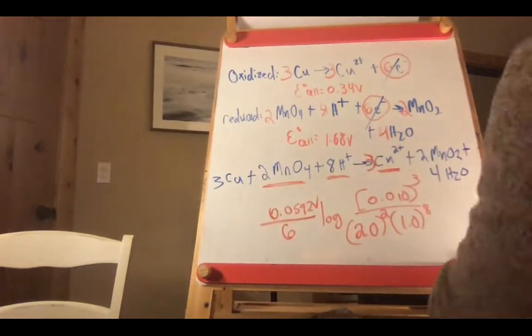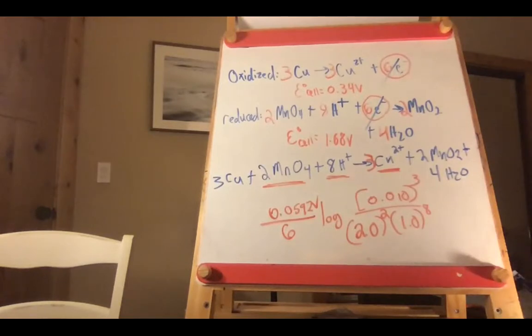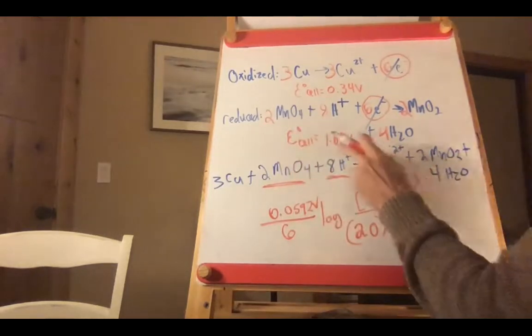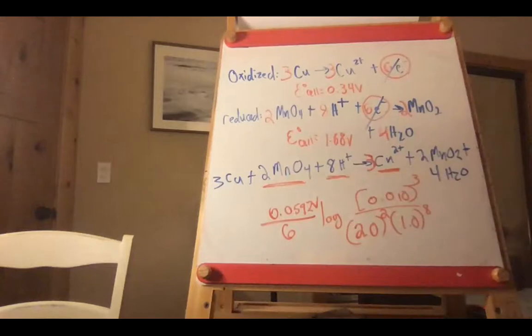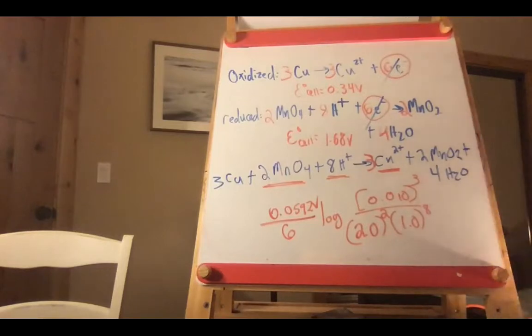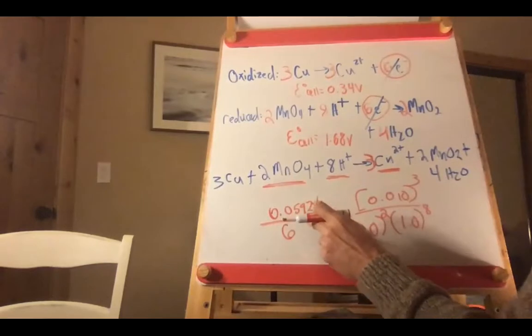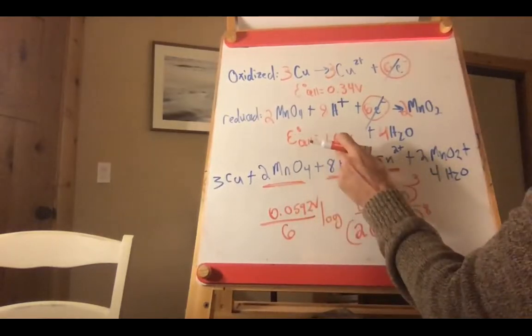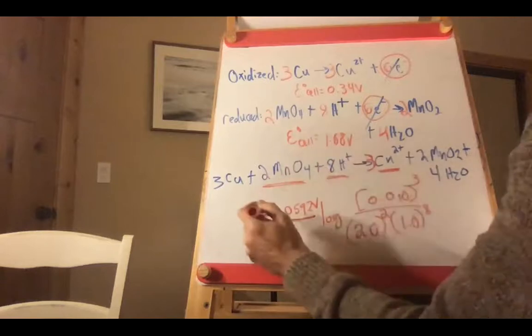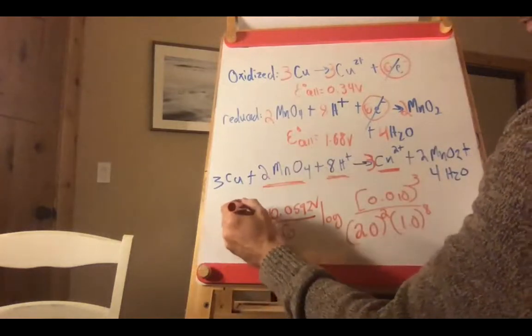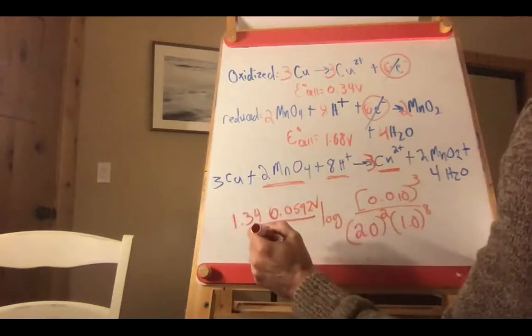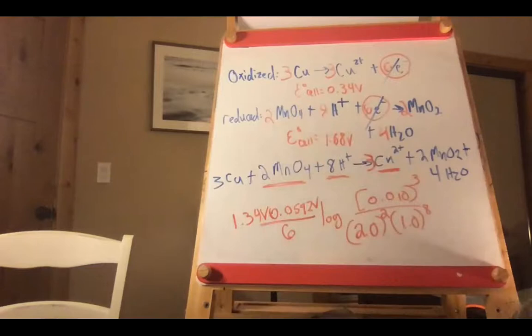And then what's the last thing we need? We need those values of the standard cell potential. So final 1.68. Oops, I lost my light, one of my lights. I have a veritable collection of lights to make it bright enough so that you can kind of see the board when it's midnight. Okay, so 1.68 minus 0.34 is 1.34. And that's volts. Okay.